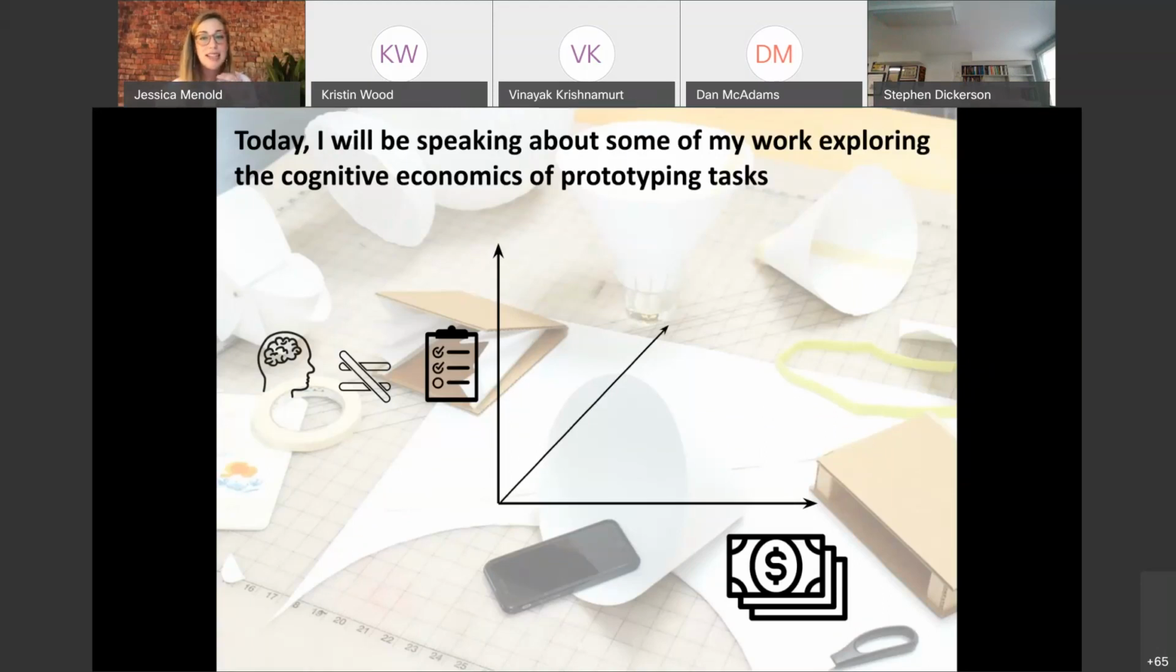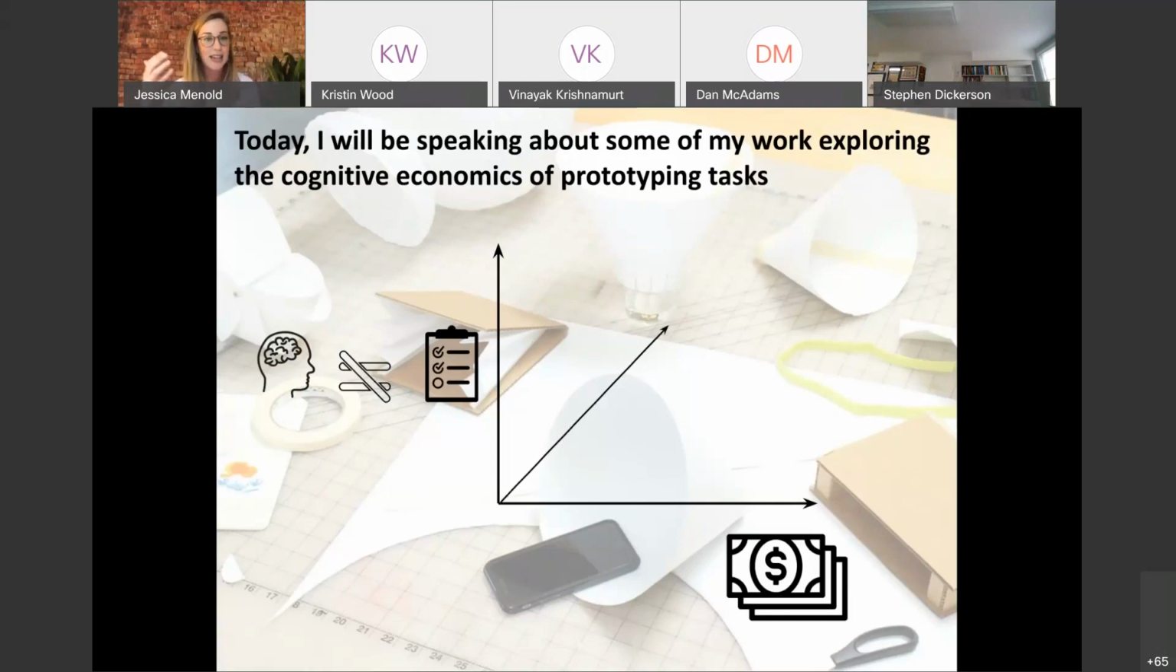And so as designers uncover information during prototyping efforts, the design solution advances. But again, if the cognitive demands of prototyping exceed the cognitive supply of the designer, the designer is really going to be incapable of processing that novel design information.